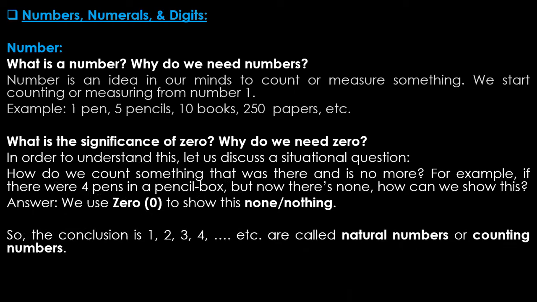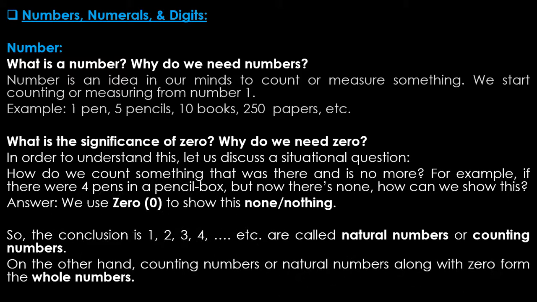So the conclusion is 1, 2, 3, 4, etc. are called natural numbers or counting numbers. On the other hand, counting numbers or natural numbers along with 0 form the whole numbers.